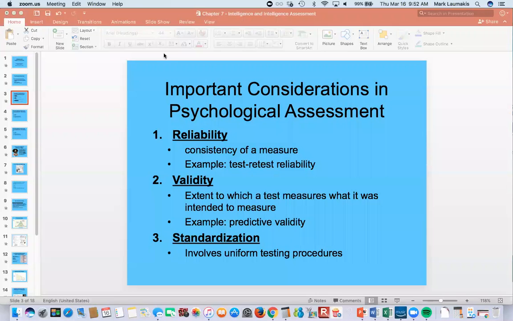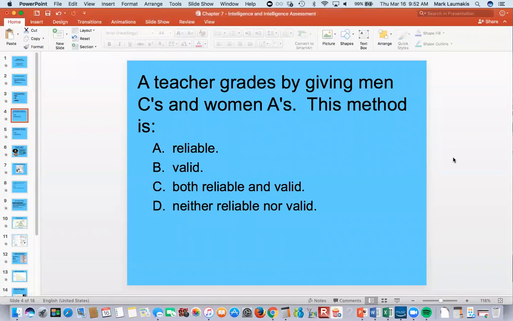So let me give you guys a polling question. I want you to respond in the chat box. And I want you to give me an explanation for your answer if you would as well. Okay? So here's a question I've got for you.